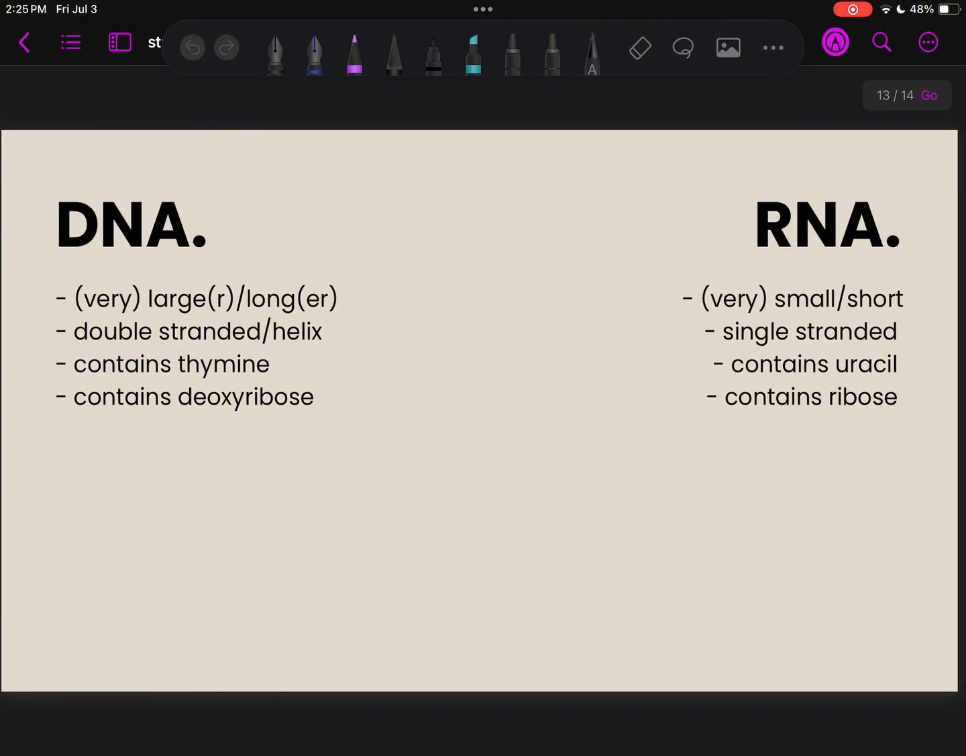Moving on, let's do a quick comparison between DNA and RNA. Obviously there are quite a few differences between them, but these are the key ones that the exam board wants you to mention. Whereas DNA is considered very large or longer, RNA is considered very small and shorter. DNA is a double-stranded molecule / helical, whereas RNA is single-stranded. DNA contains thymine, whereas RNA contains uracil, and DNA contains deoxyribose, whereas RNA contains ribose.